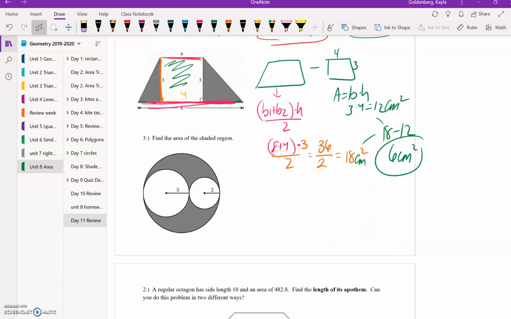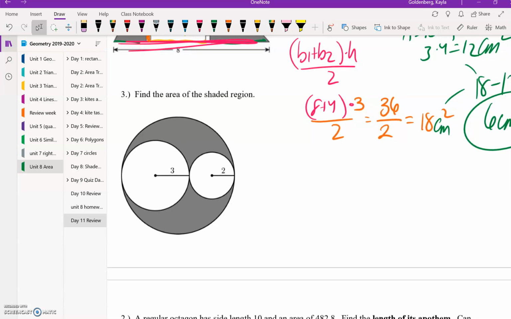This last one's a pretty interesting one. If we think about our game plan, we are going to do the big one minus the medium one minus the small one, right, of the circle areas. So let's see what we can figure out.